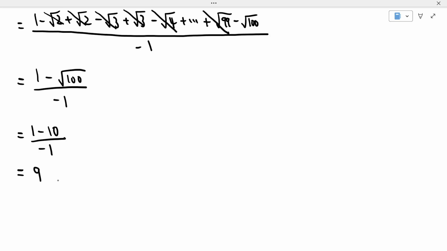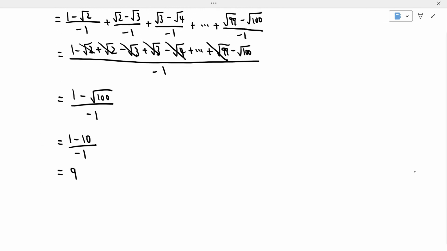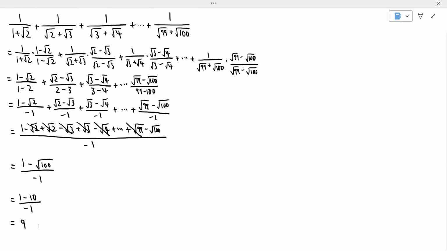So I'll just zoom out so you can see the full solution. So here's the full solution. And the key point here is that the second square root term in the denominator is equal to the first square root term in the next fraction. So, for example, the square root of 2 in the first fraction matches the square root of 2 in the second fraction.